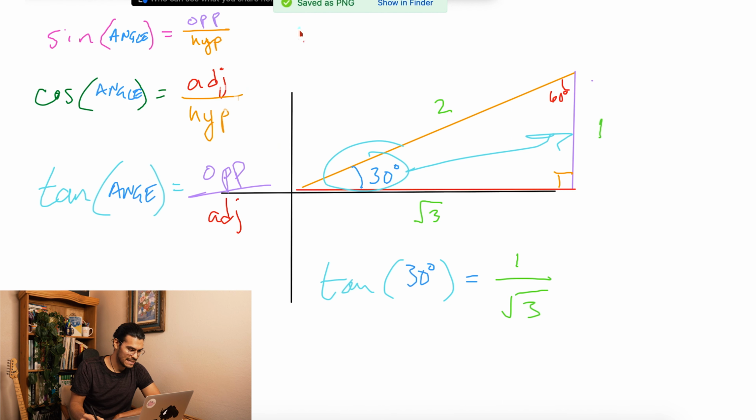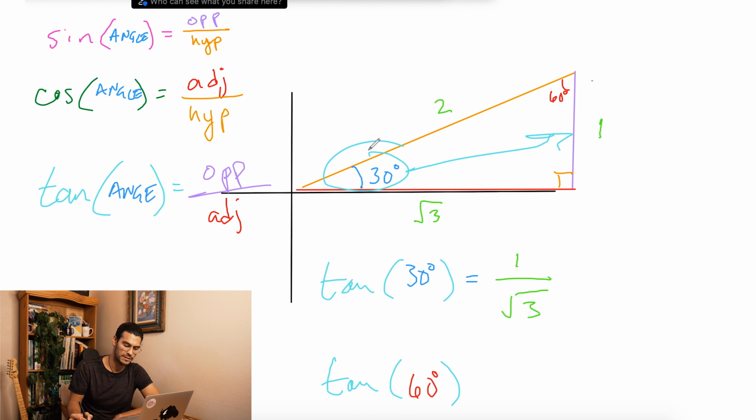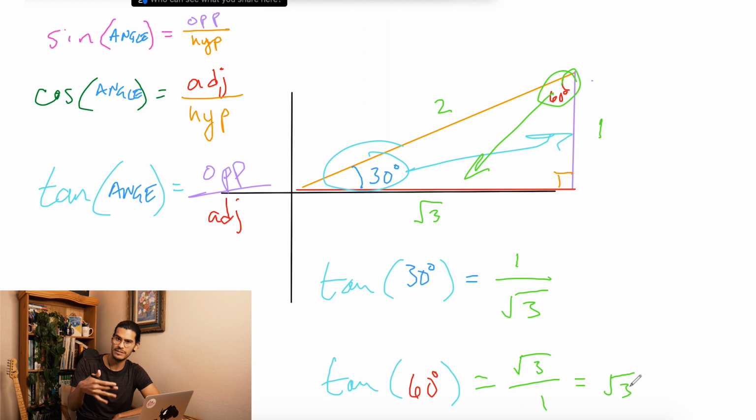And again, if we looked at tangent from the other perspective, from the 60-degree perspective, the opposite side would be root 3, and the adjacent side would be 1. So root 3 over 1, which is just root 3. Anything over 1 is itself. And there we have it. It's just the ratio of those sides.